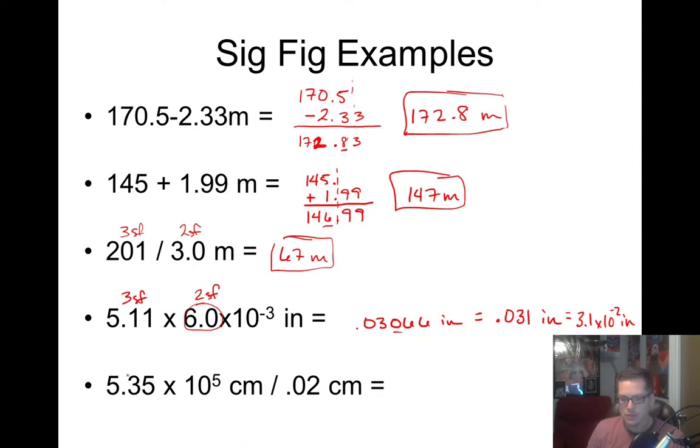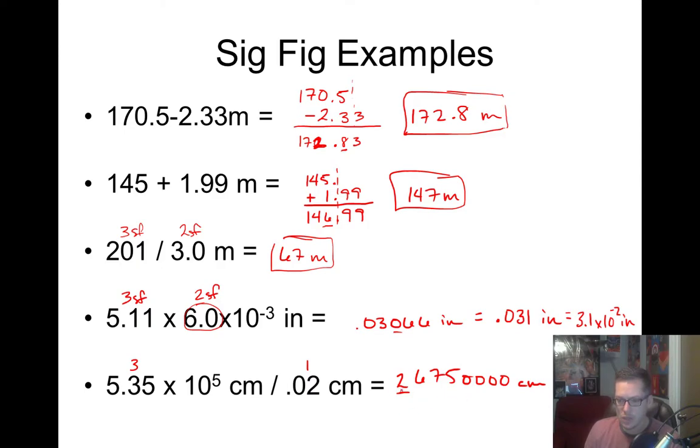All right, let's try one more here. So we count up the number of sig figs. This one has 3 sig figs. This one has 1 sig fig. So now we're going to take 5.35 e to the 5, so e5, and then divided by 0.02. So it becomes 267.5 and 42340 centimeters. That's a lot of centimeters, right? How many sig figs? Just 1 sig fig, because this number, 0.02, only has 1 sig fig.